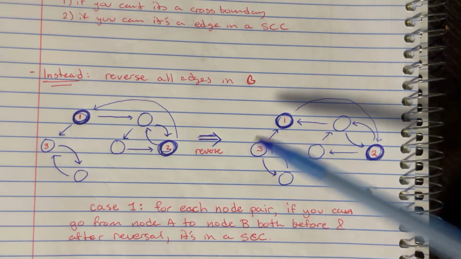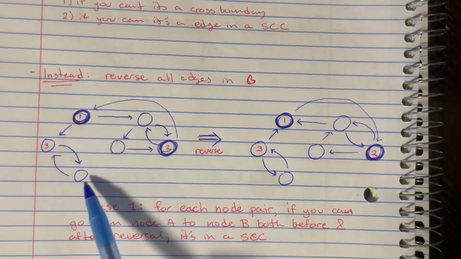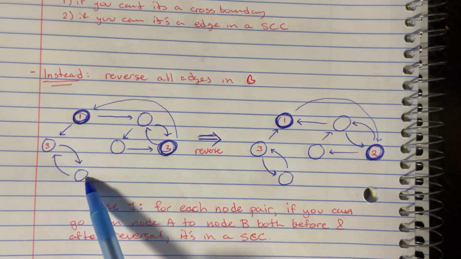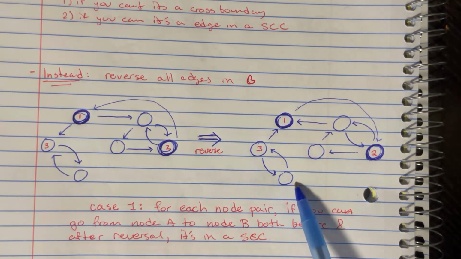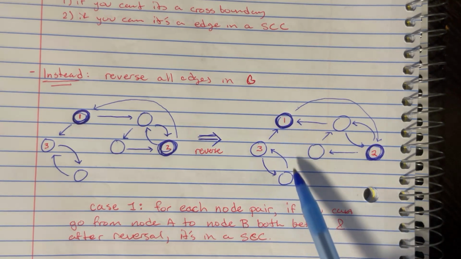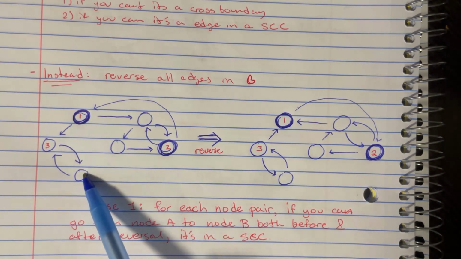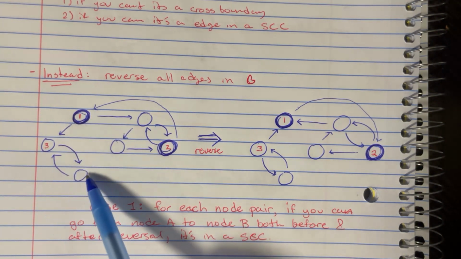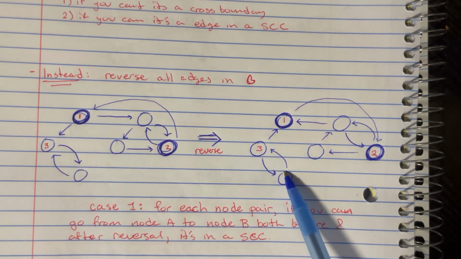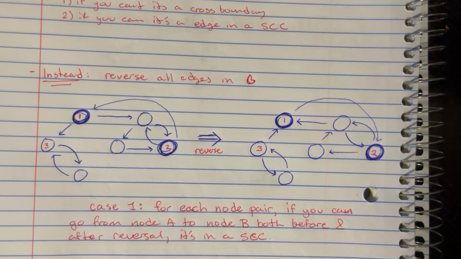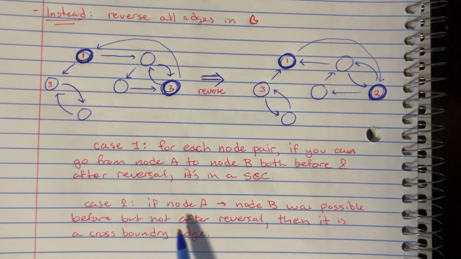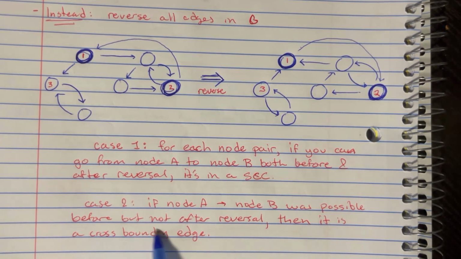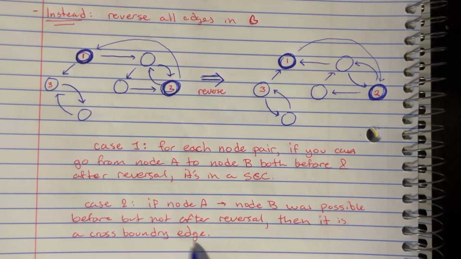Now, let's say we have this node and this node, A and B. From here, we can go to B, but from here, there's no way to get to B. So these are part of separate SCCs. Somewhere between these two nodes is a cross-boundary edge for two SCCs. And of course, case two: if going from node A to node B was possible before the reversal, but not after, then it's a cross-boundary edge. What we just described here.